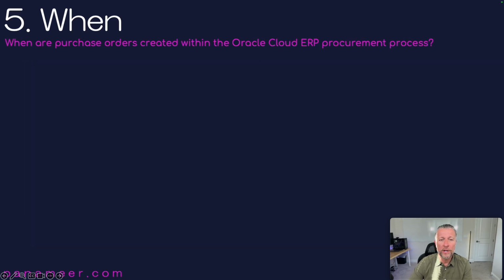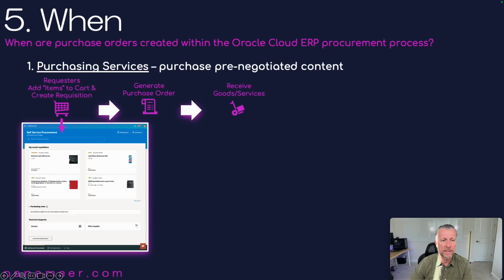Okay, slide 5. When are purchase orders created in the Oracle Cloud ERP procurement process? Well, let's take a look at that process. First, you have purchasing services where the requester is ordering pre-negotiated content from, let's say, a catalog. They then auto-generate the PO, and those goods get received at desk or dock.